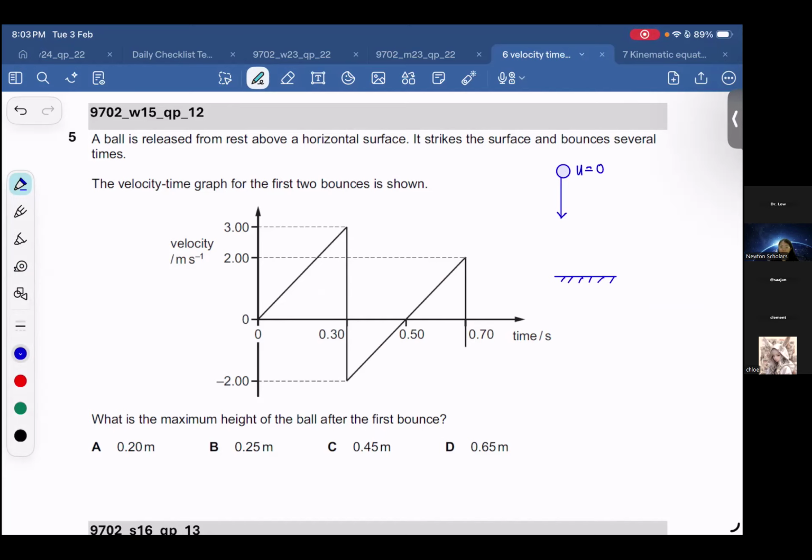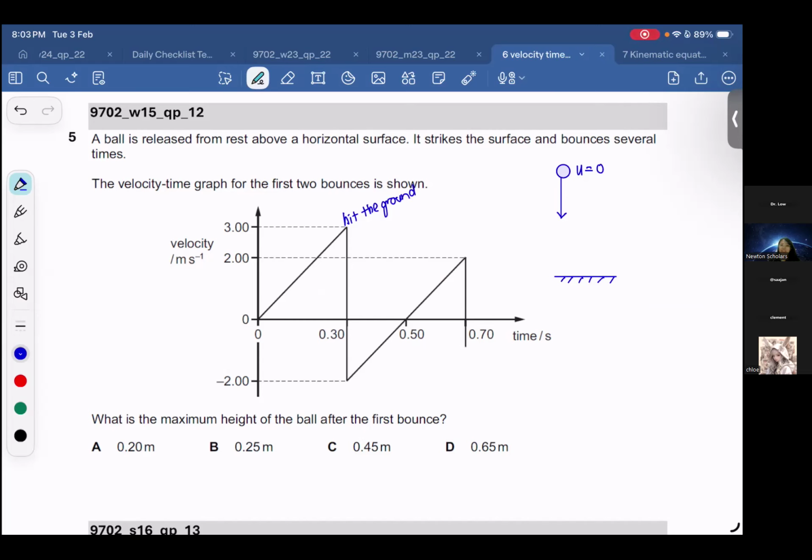Then after that, it hits the floor and bounces up. What is the maximum height for the first bounce? You have to think which region represents this. Chloe, yes, very good, correct. How about others? So this one is at rest, starting at rest. So it goes and hits the ground. So this part is hitting the surface.